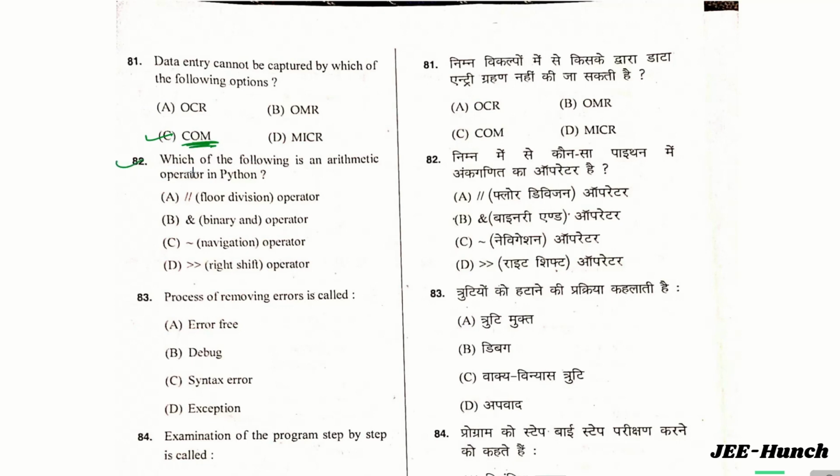Question number 82. Which of the following is an arithmetic operator in Python? Arithmetic operators are what? Addition, subtraction, multiplication, and divide. So here floor division, this division is an arithmetic operator.